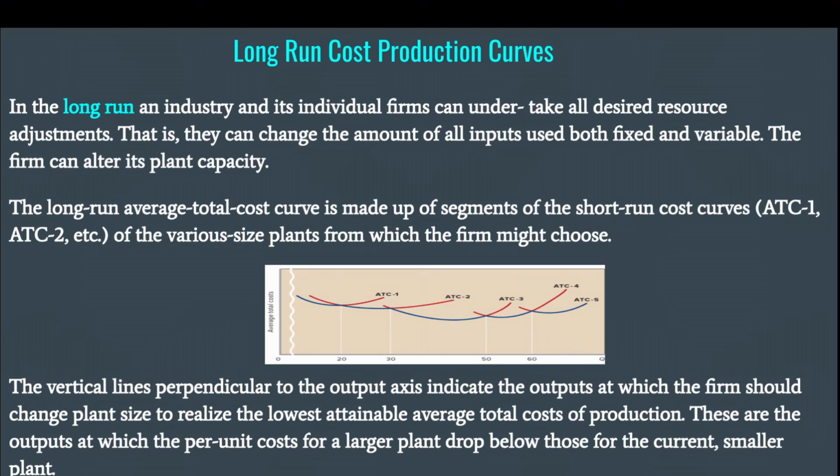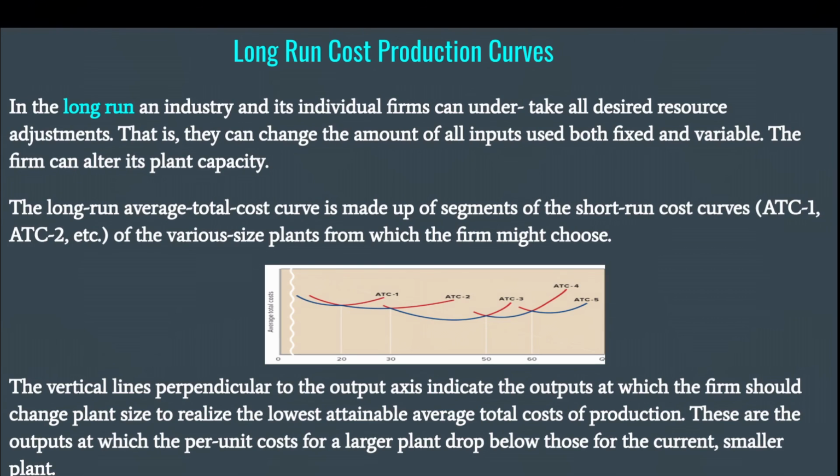Long-run cost production curves. In the long run, an industry and its individual firms can undertake all desired resource adjustments. That is, they can change the amount of all inputs used, both fixed and variable. The firm can alter its plant capacity. The long-run average total cost curve is made up of segments of the short-run cost curves ATC1, ATC2, etc. of the various size plants from which the firm might choose.